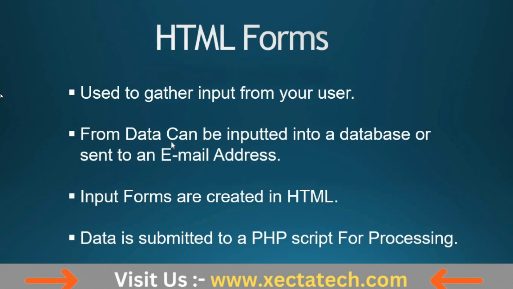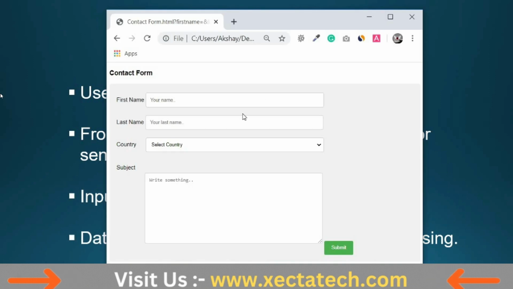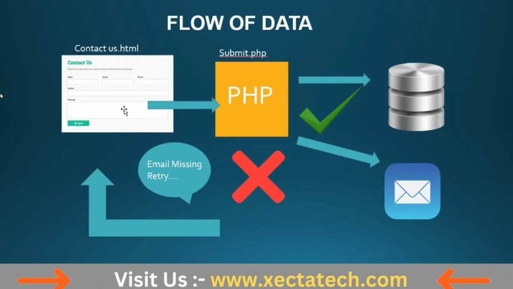For now, in this section of the course, we will only be creating the front end of the form. This is what the user sees through their web browser. Let's take a look at an example of a basic contact form on this web page. On this form, the user is able to submit details, for example, first name, last name, country, and subject message. Now, let's explore how a form is processed.